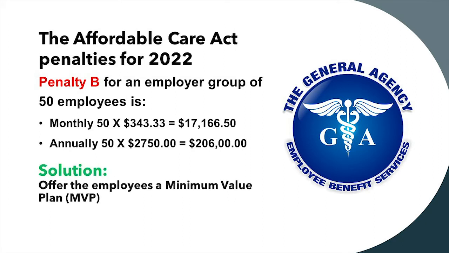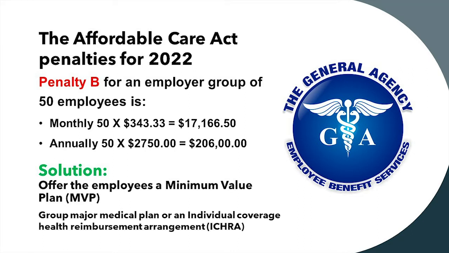The solution to getting out of penalty B is to offer a minimum value plan, and this can be done by offering a group major medical plan, a regular group major medical plan, or an individual coverage health reimbursement arrangement, or ICHRA. It sounds confusing. It's really not that difficult, but if you have questions, you can contact your broker, or you can contact us here at the General Agency and let one of our brokers help you.